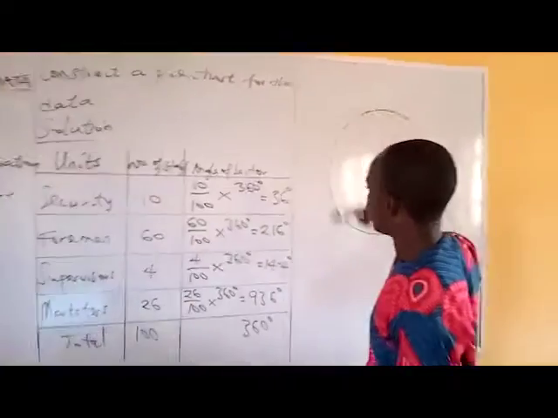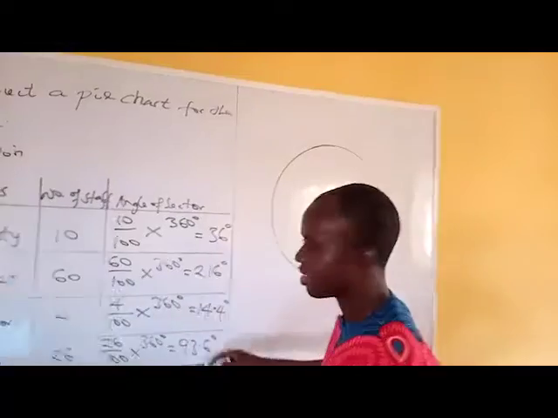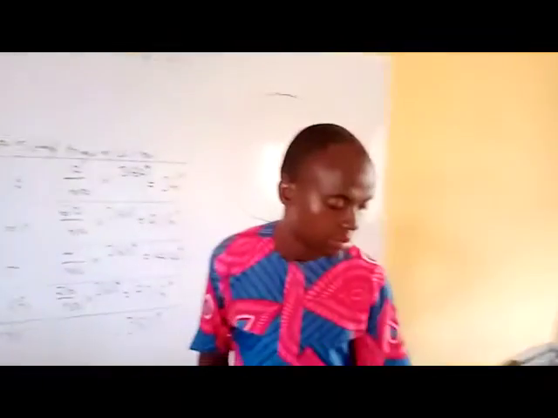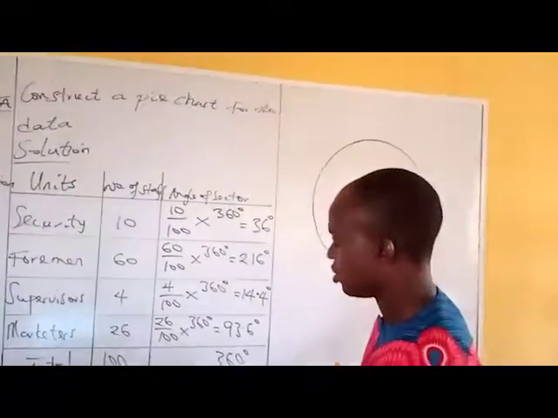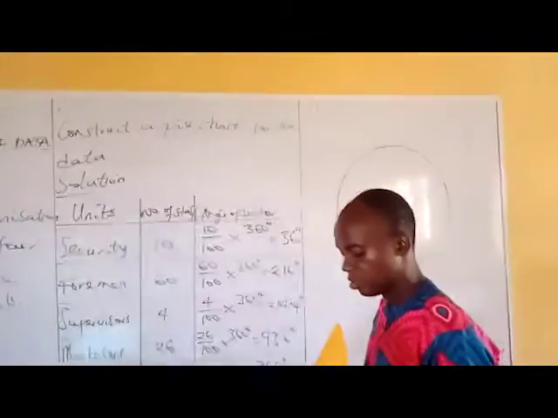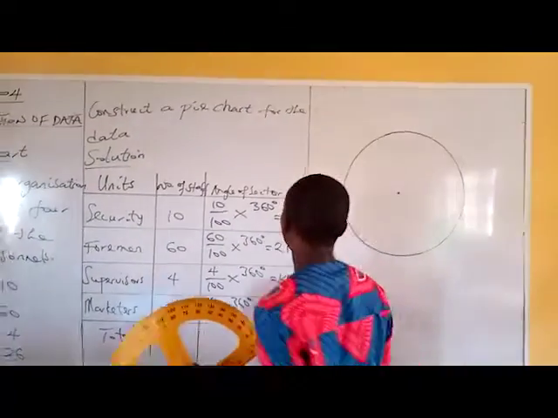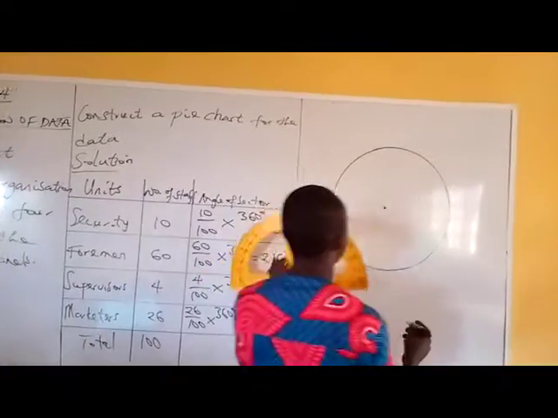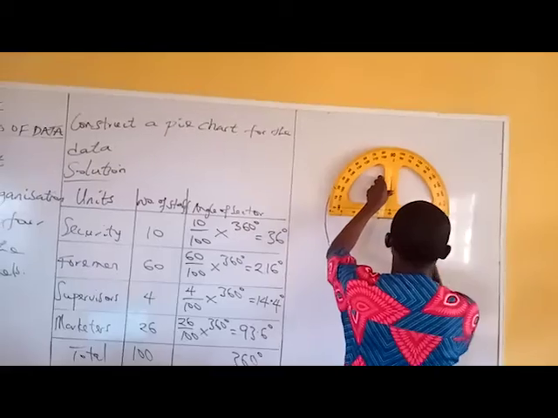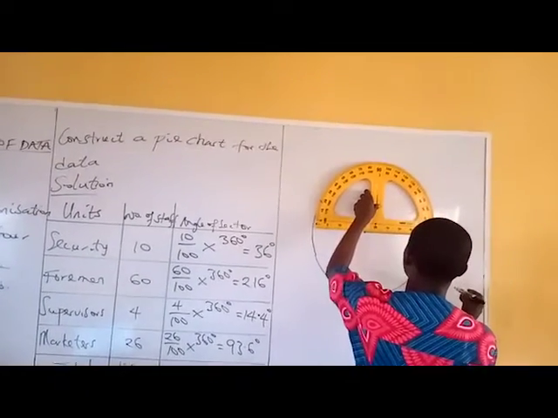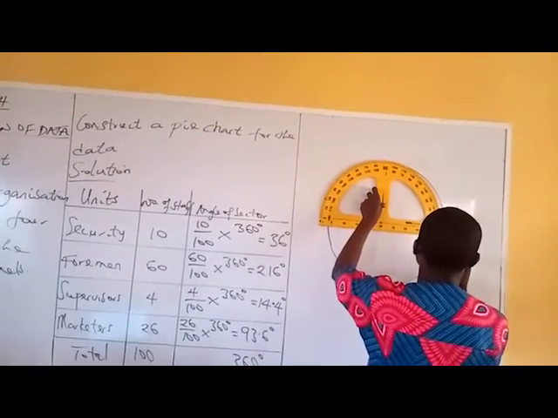So I have my circle now. This circle will now be divided into these sectors, and this is my protractor that I will use to divide my circle into segments. So for security it is 36. This is the center of my circle. I will draw a straight line like this, and I will read 36 like this.